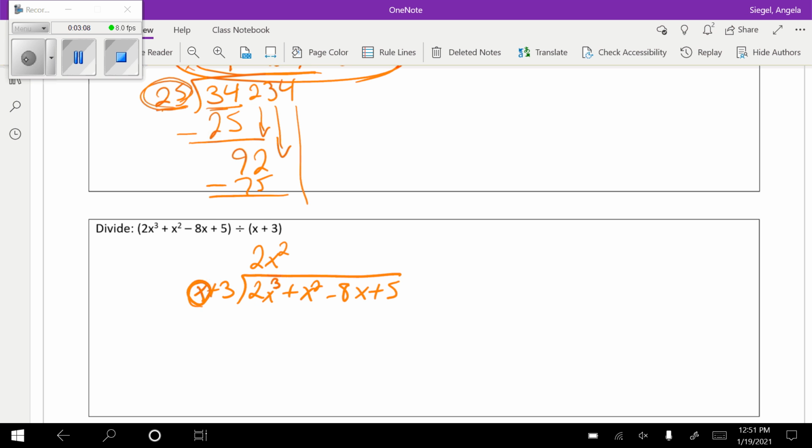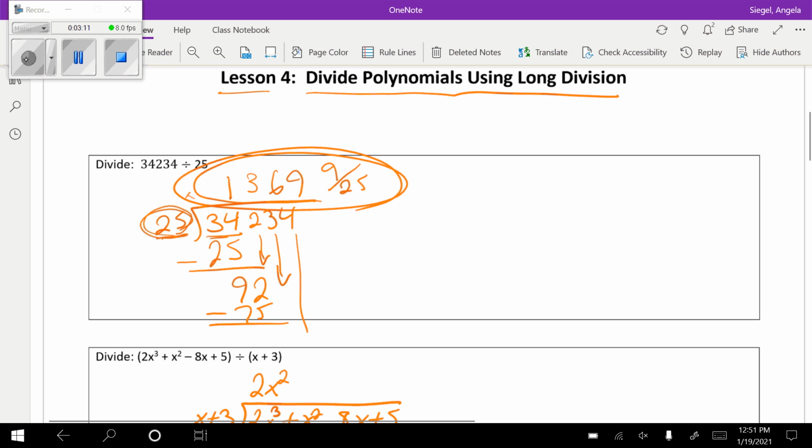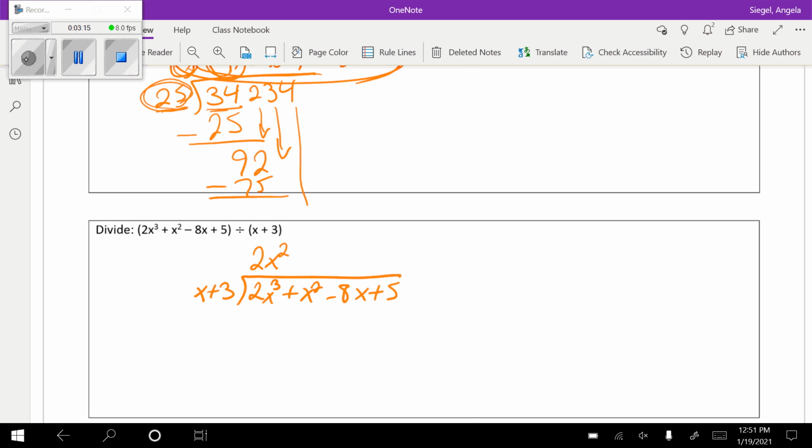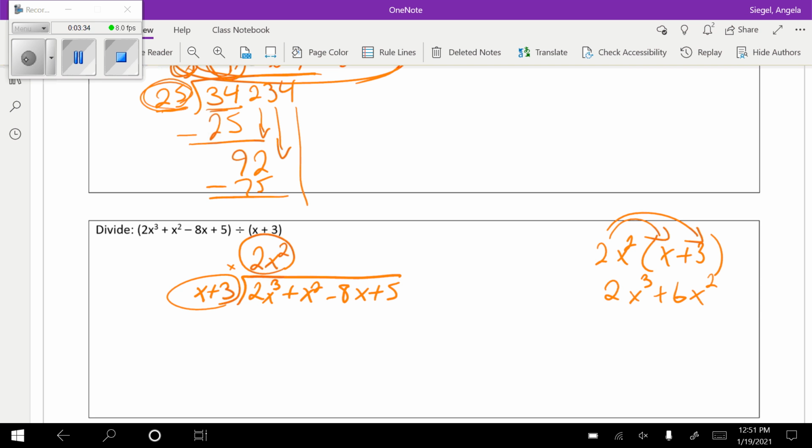So I'm going to erase all this stuff. So just like we did up here, we multiplied our numbers together. That's what we're going to do. So we're going to multiply these two together. So in my head, I'm going to come over here. Really what I'm doing is just distributing this 2x squared times x plus 3. So that I would have 2x to the third power plus 6x squared. And that's what I'm going to put underneath my numbers. So 2x to the third power plus 6x squared.